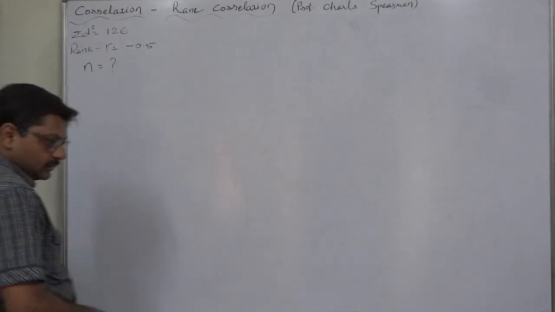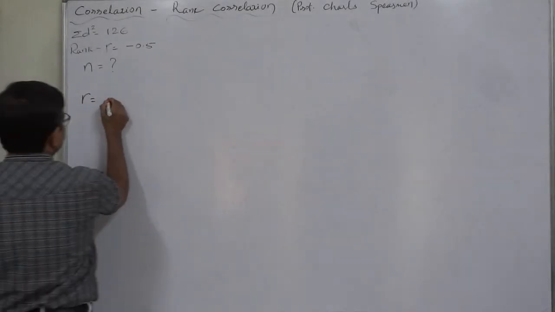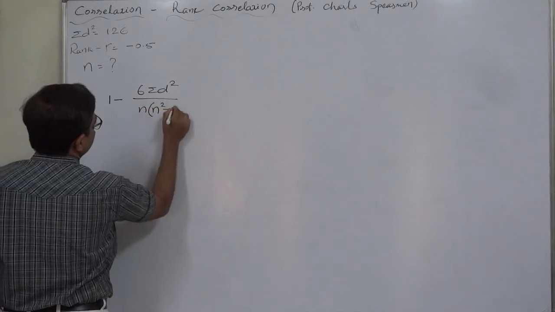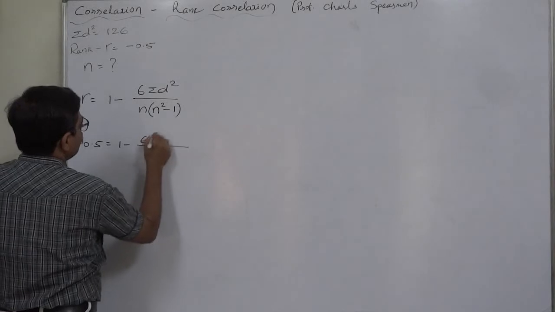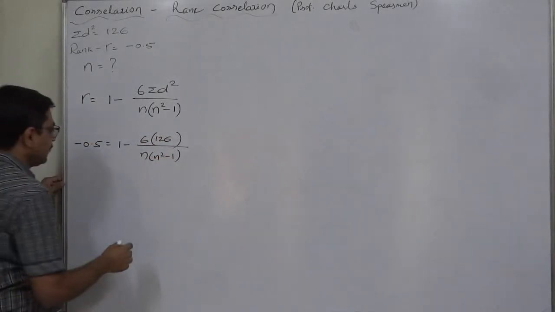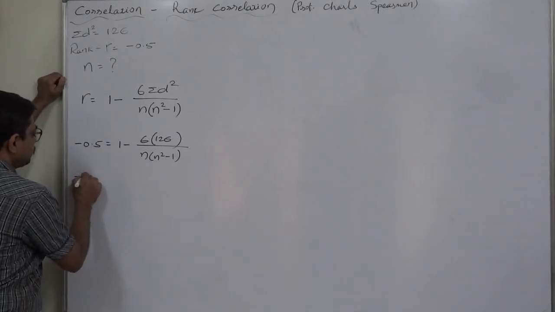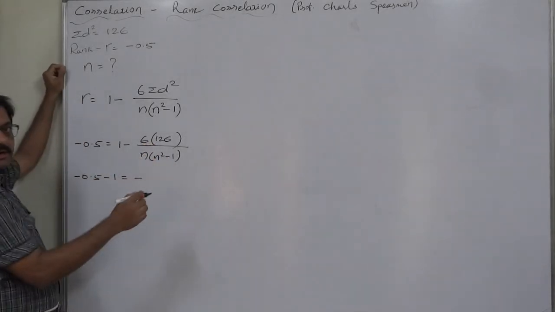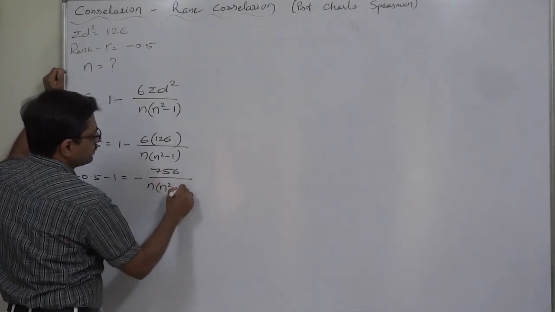Now what to do? Only one way, to use the formula of coefficient of rank correlation, and that is 1 minus 6 sigma d square upon n into n square minus 1. Minus 0.5 equals 1 minus 6 into 126 upon n into n square minus 1, because n is missing. Let us shift 1 to the left side. Minus 0.5 minus 1 equals minus 6 into 126, which is 756, upon n into n square minus 1.